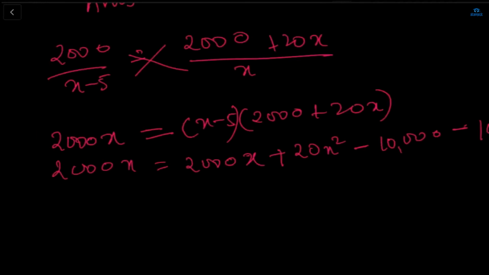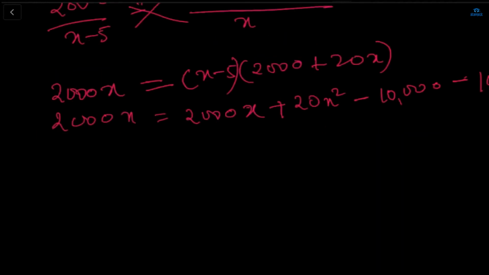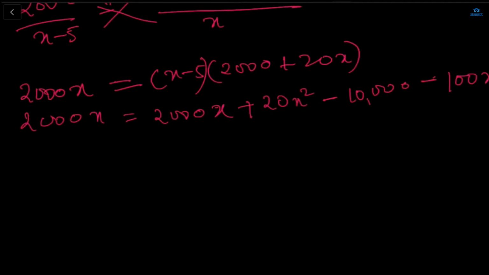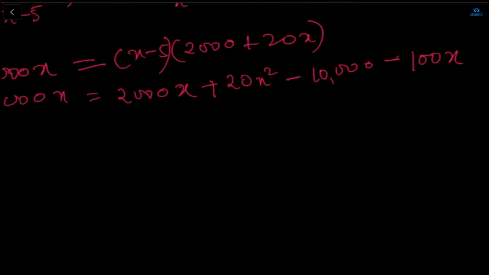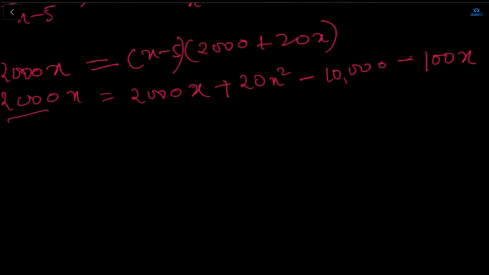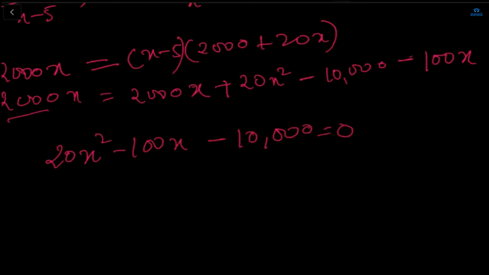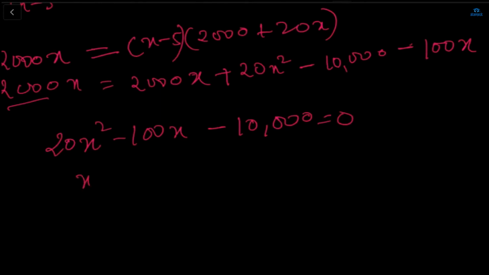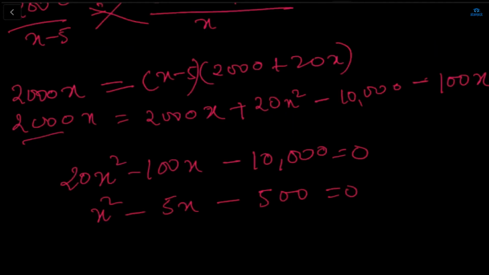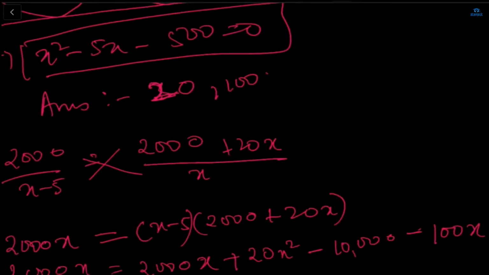So when you take this on one side, take this 2000, you can bring it on this side. When you bring this 2000 on this side, this 2000 gets cancelled. You can see here, and so we'll get the equation 20x square minus 100x minus 10,000 is equal to 0. So we are going to take 20 as common. So it will be 5x minus. Okay, so this is the equation I have written here: x square minus 5x minus 50.